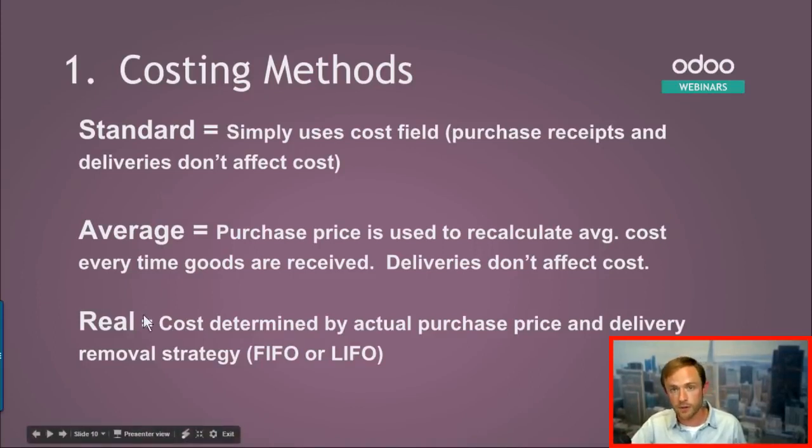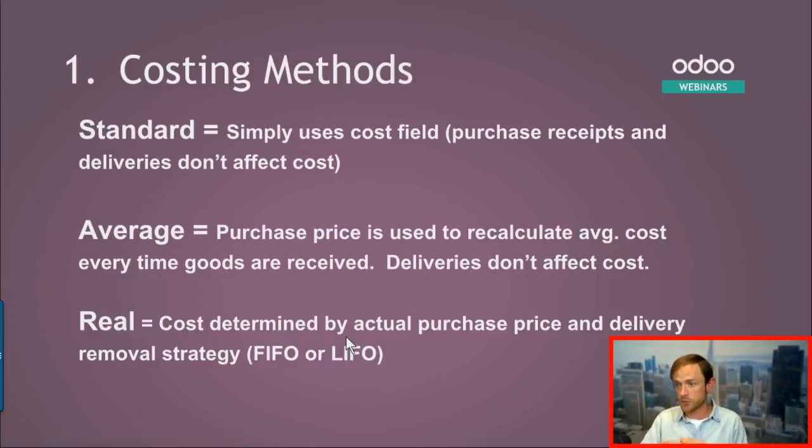And then finally, the real method, which is a little bit more complicated, in which case the cost is determined by the actual purchase price, and there's no averaging out. It just keeps track of those actual purchase prices per quantity of inventory and stock that you have in. And it also is affected directly when you deliver things because of the removal strategy that you have in place, whether you're getting rid of your first in products first, or you are prioritizing sending out your last in products first.